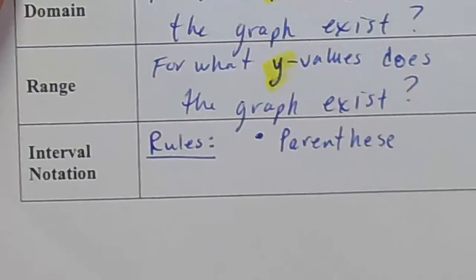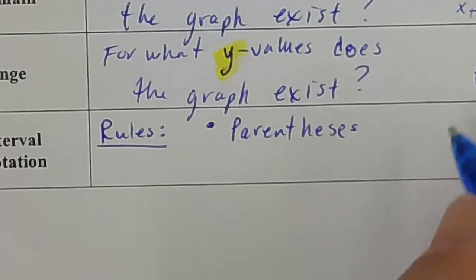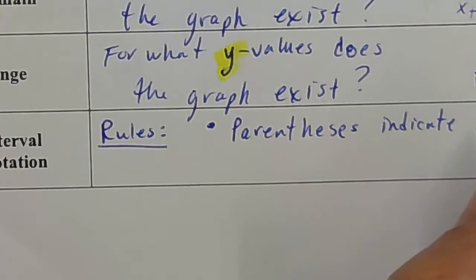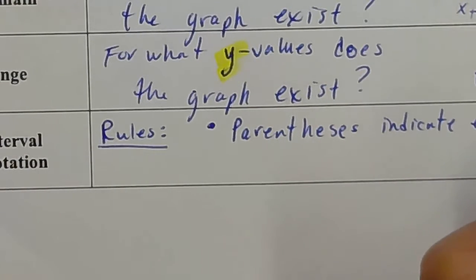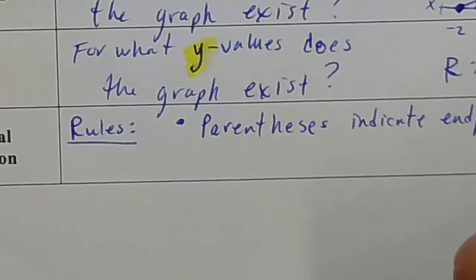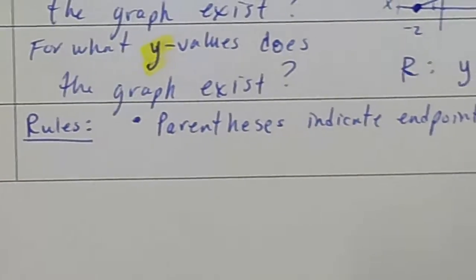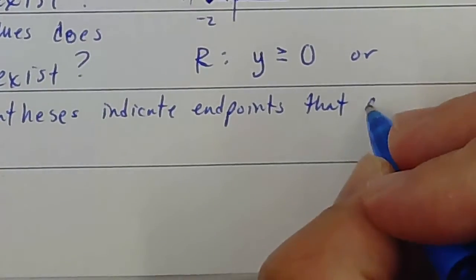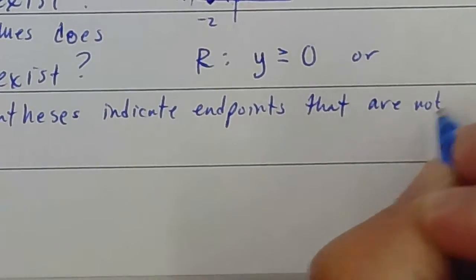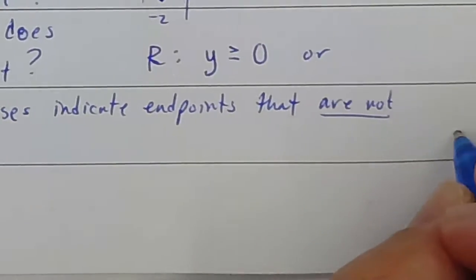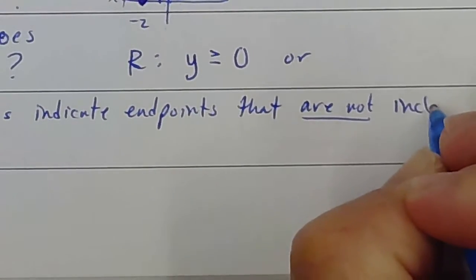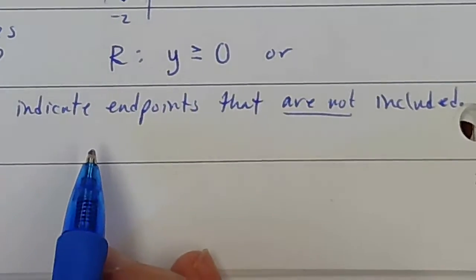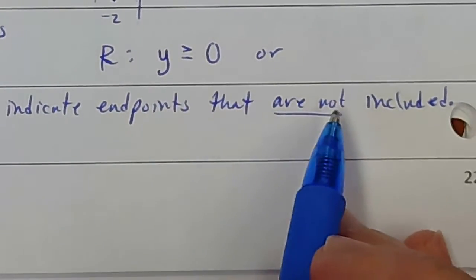Okay, this reads parentheses. Parentheses indicate endpoints that are not included. Okay, parentheses indicate endpoints that are not included.